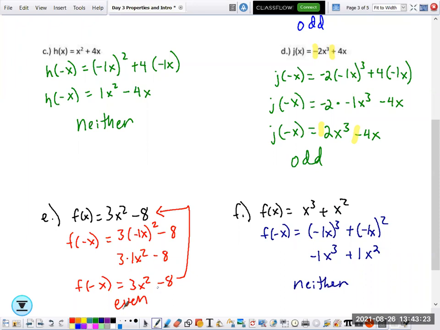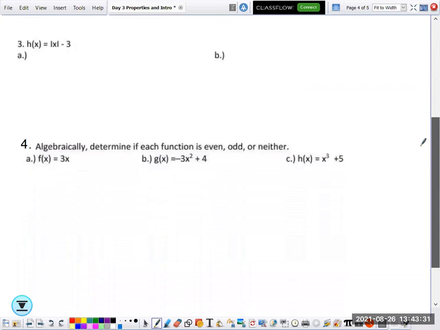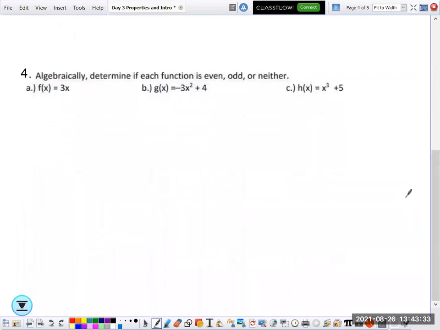Your homework tonight is to complete page 14. Please make sure you complete the whole page. There's a bottom also. And go ahead and make sure you check your answers and your work on Google Drive.